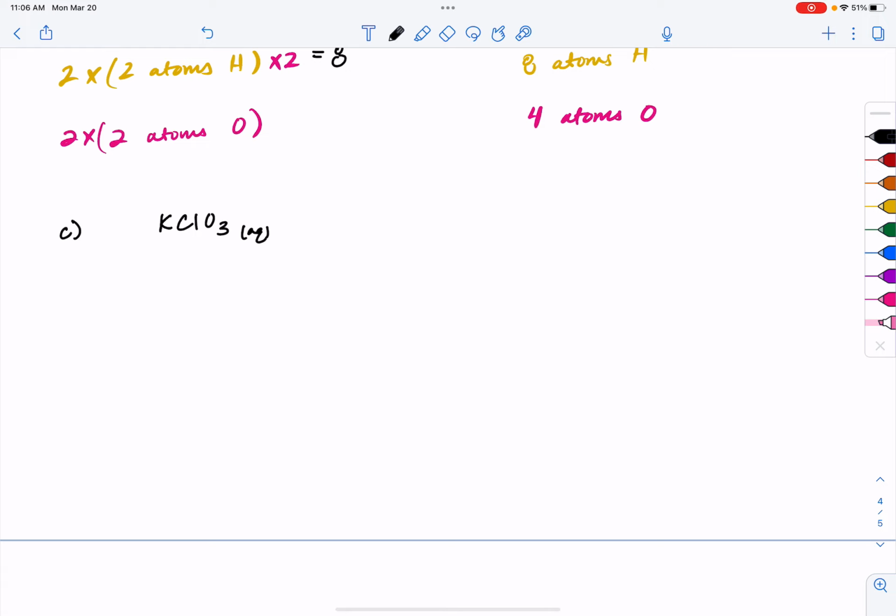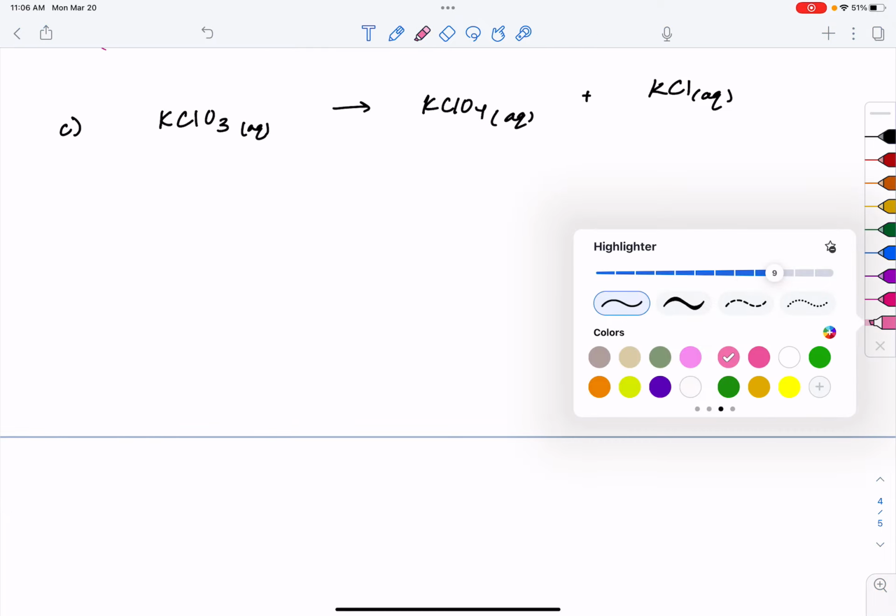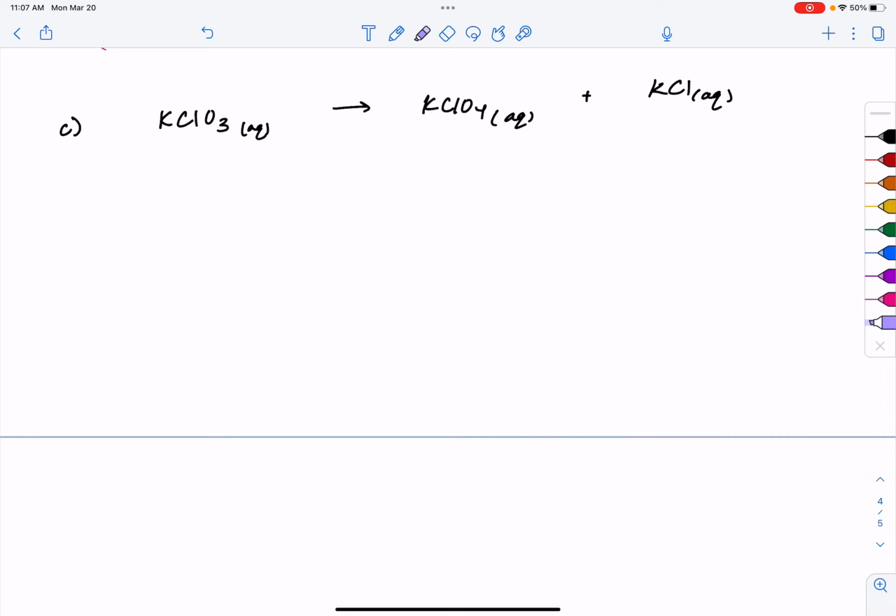So I have KClO3. By the way, it'd be a good idea for you guys to go back into these notes and name everything. This is going to KClO4 and then just KCl. So let's start with our potassium. So on my reactant side, I have only 1 species, and based on the subscript, I have only 1 atom of potassium.